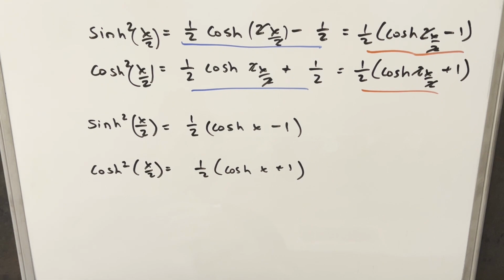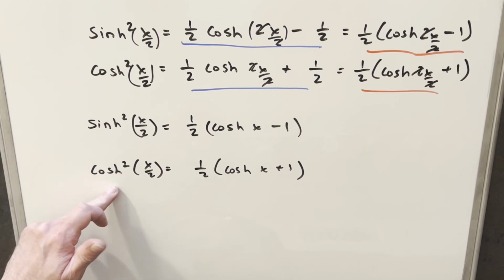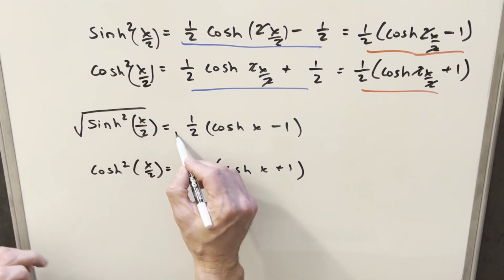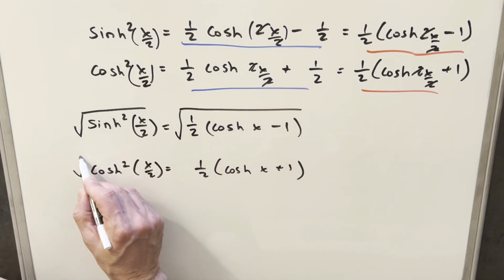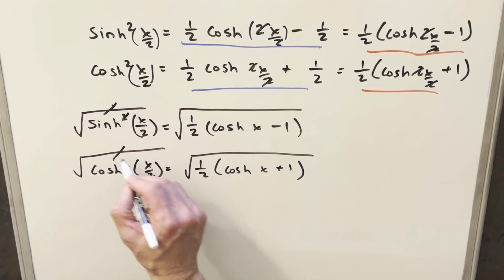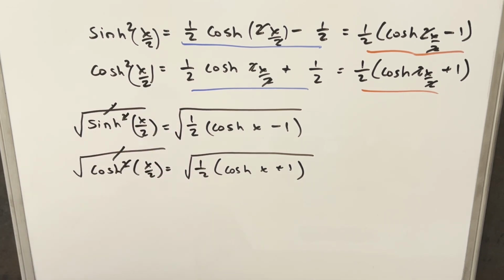But now from here, I don't want expressions for sinh squared and cosh squared. I want just sinh of x over 2 and cosh of x over 2 to get our half angle formula. So what I can do is just take a square root on both sides everywhere for both these formulas. Essentially we can cancel the square root with the square in both cases, but we need absolute value to be sure we've taken care of all the signs. So now we're getting close.